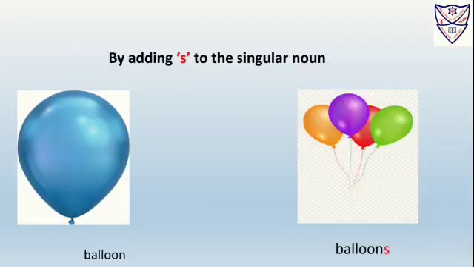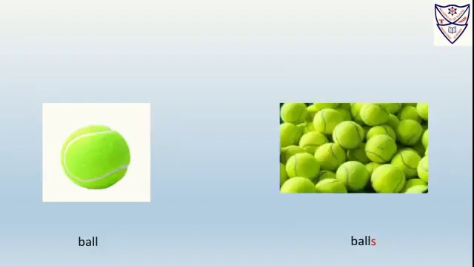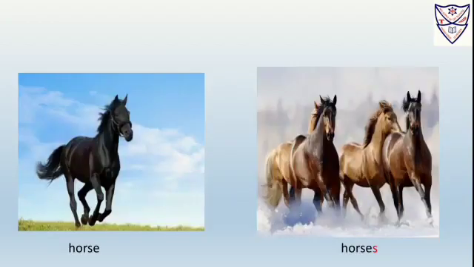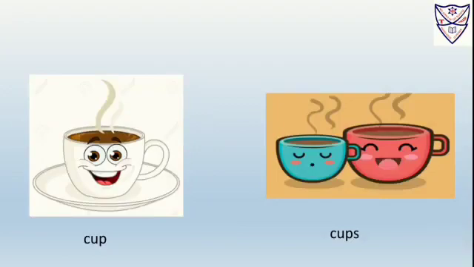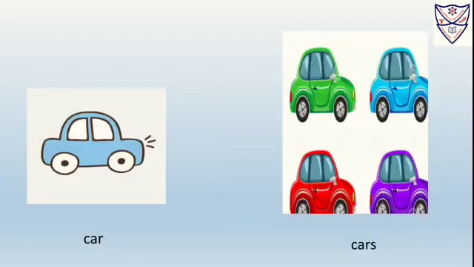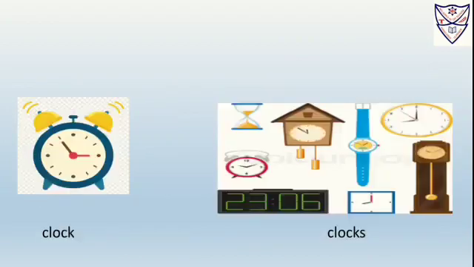Now first of all we will see by adding s to the singular noun examples. Let's see some examples. Balloon, balloons. House, houses. Now here we are adding only s. Ball, balls. Eye, eyes. Horse, horses. Cup, cups. Spoon, spoons. Car, cars. Doll, dolls. Clock, clocks.